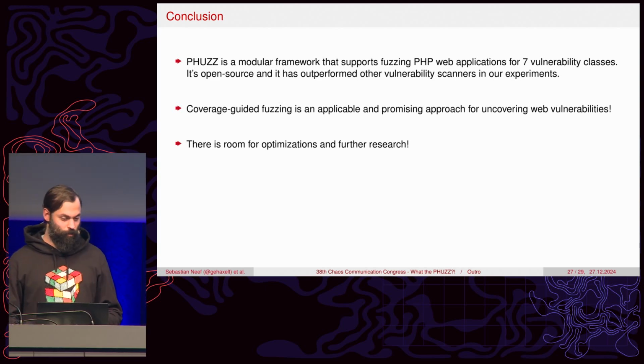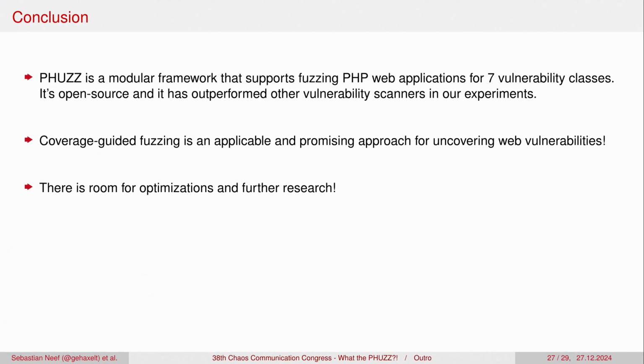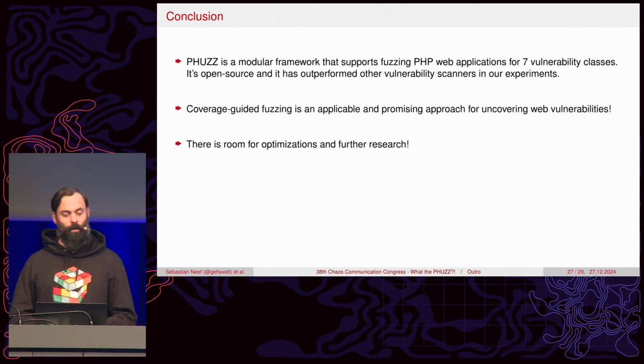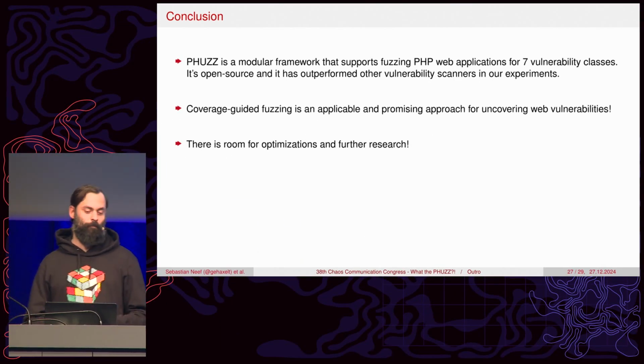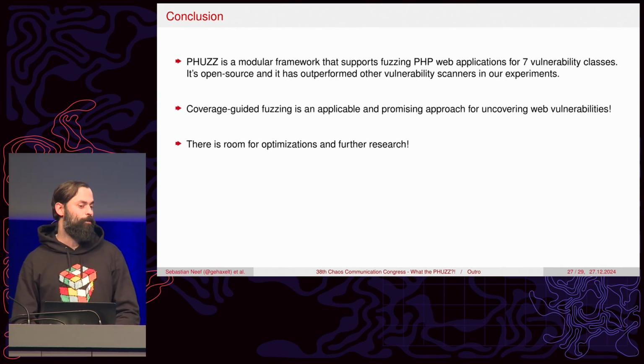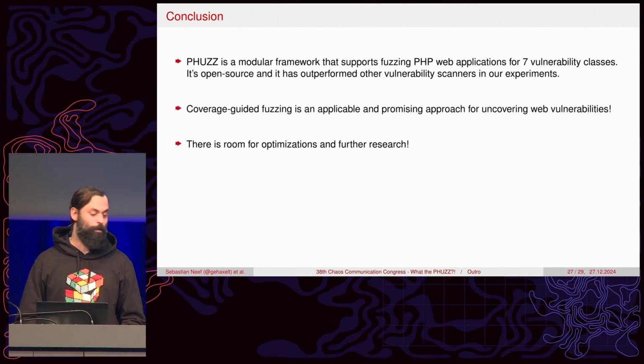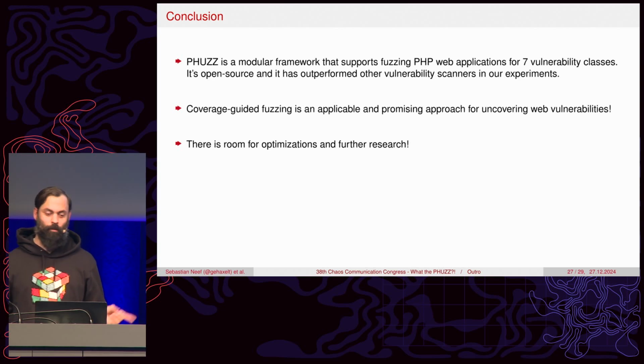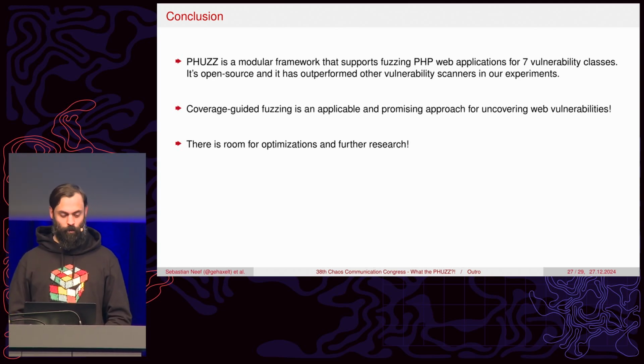So in conclusion, what I have presented to you is our Fuzz framework, which is modular and supports PHP web applications with up to 7 different vulnerability classes. It's open source. It has outperformed the other vulnerability scanners in our experiments. So I believe it's a good approach to actually find vulnerabilities. And it also shows that the coverage-guided fuzzing approach is applicable and a promising approach to uncover such vulnerabilities. But still, there's room for optimizations and further research.